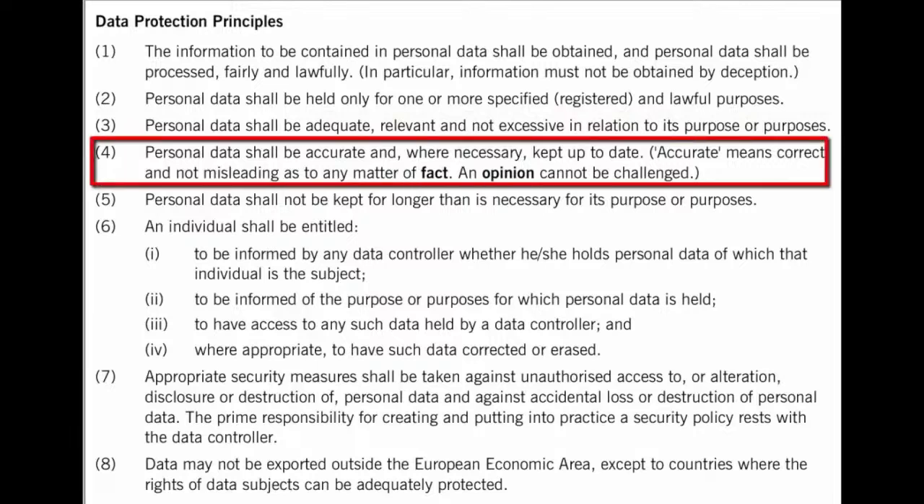4. Accuracy and up-to-date data. Explanation. Data must be kept accurate and, where necessary, up to date. Inaccurate data can cause harm and must be rectified or deleted as necessary.